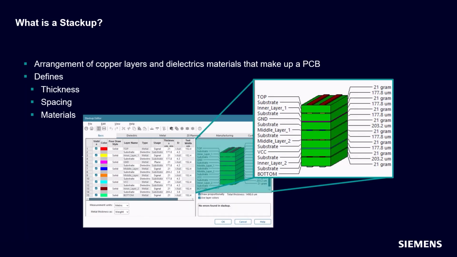A stackup refers to the precise arrangement of copper layers and dielectric materials that constitute a PCB. It defines the thickness, spacing, and material properties between layers, which in turn directly determine critical electrical properties like impedance and capacitance. A stackup transmission line means our signal trace is modeled precisely within this defined PCB layer structure.